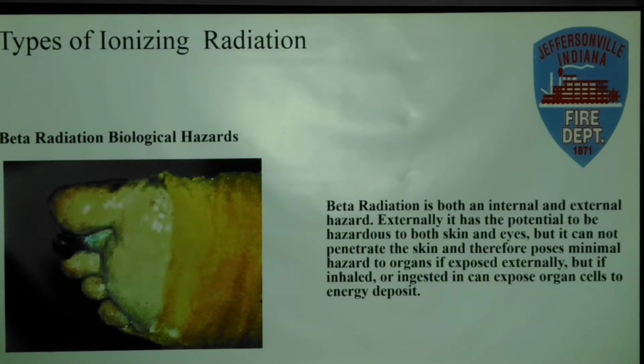Beta radiation is both an internal and an external hazard. Externally, it has the potential to be a hazard to both the skin and the eyes, but it cannot penetrate the skin and therefore poses minimal hazards to organs if exposed externally. But if inhaled or ingested, it can expose those organ cells to energy deposits. Now, you see this picture here when we talk about this. Again, it is an external hazard, but it cannot penetrate the skin. What you're seeing here is a picture of what we call beta burns as a result of this foot being exposed to beta radiation or beta particles.